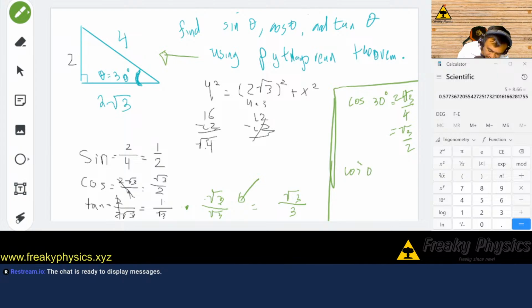Then you can do cosine squared theta plus sine squared theta equals 1. And then you can do the other one for tangent and secant. So tan squared theta plus 1 equals secant squared theta. All right. This is the solution that we will go through next time.